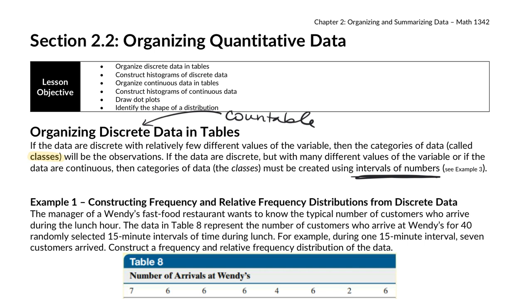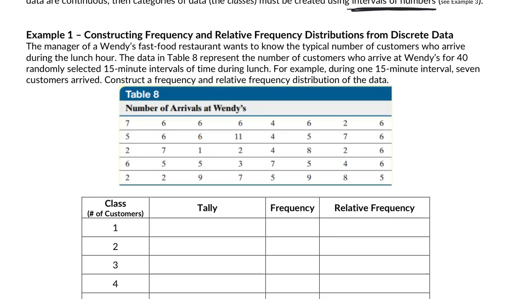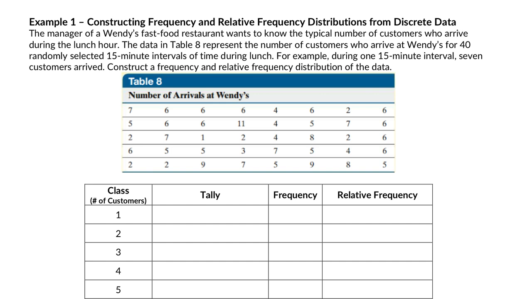Example 1 wants us to construct a frequency and relative frequency distribution from discrete data. We did frequency and relative frequency distributions last class for our qualitative data. These can also be done for quantitative data. So here, the manager of a Wendy's fast food restaurant wants to know the typical number of customers who arrive during the lunch hour. The data in Table 8 represent the number of customers who arrive at Wendy's for 40 randomly selected 15-minute intervals of time during lunch. So for example, during one 15-minute interval, 7 customers arrived. So we wrote the number 7.